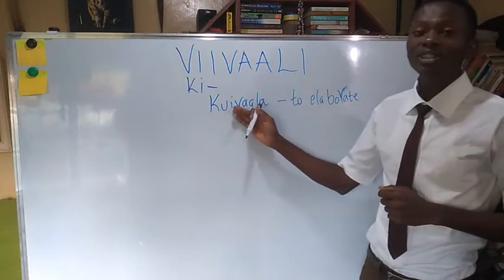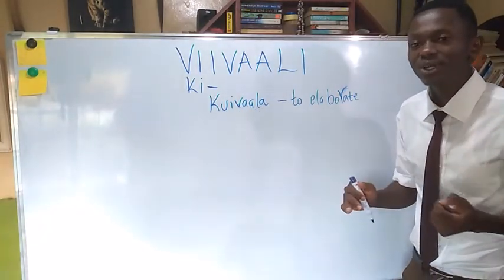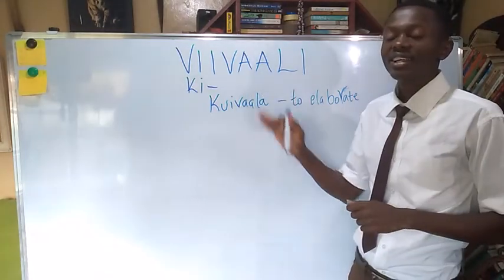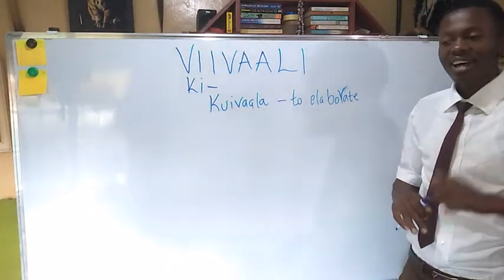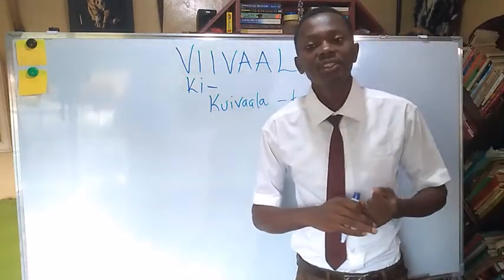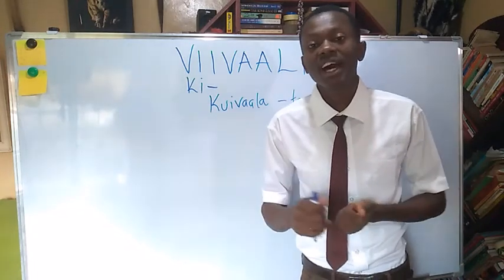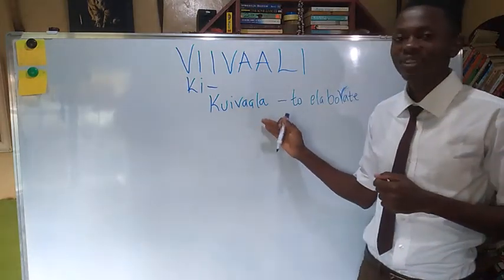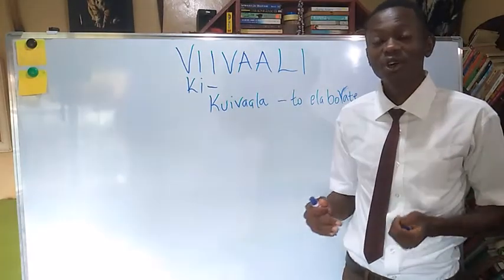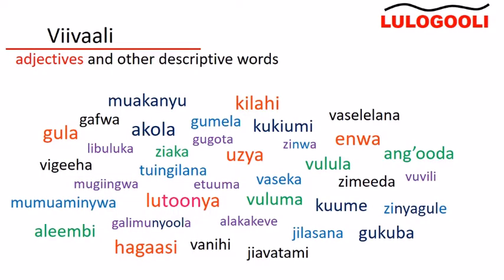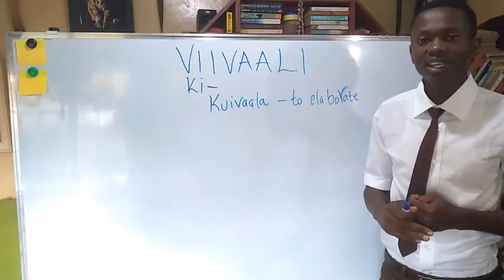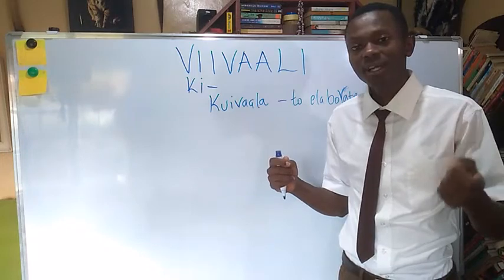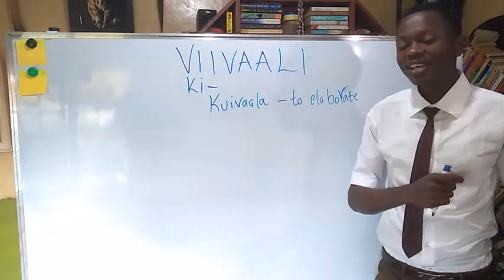Now, what about elaborating? What about saying more? The English equivalent of this is known as an adjective. And the purpose of an adjective is to say more, or rather describe nouns or pronouns. How does Lulogooli go about trying to describe its nouns or pronouns?